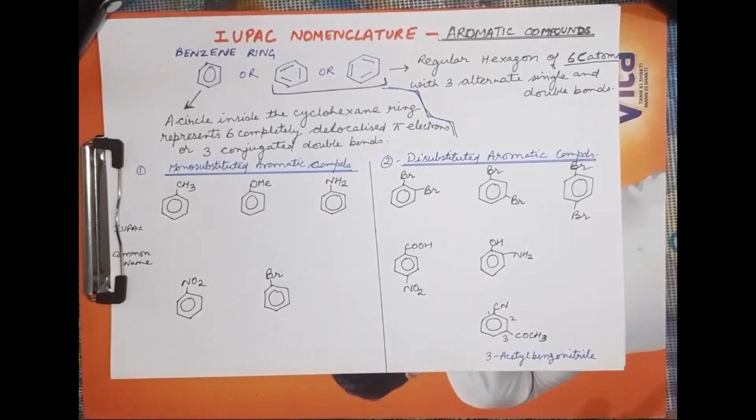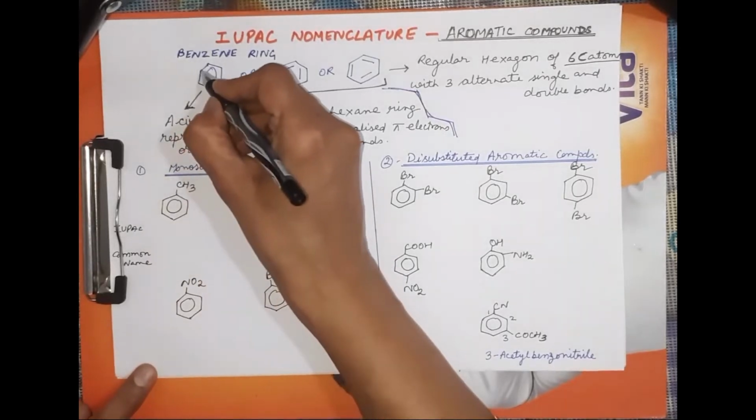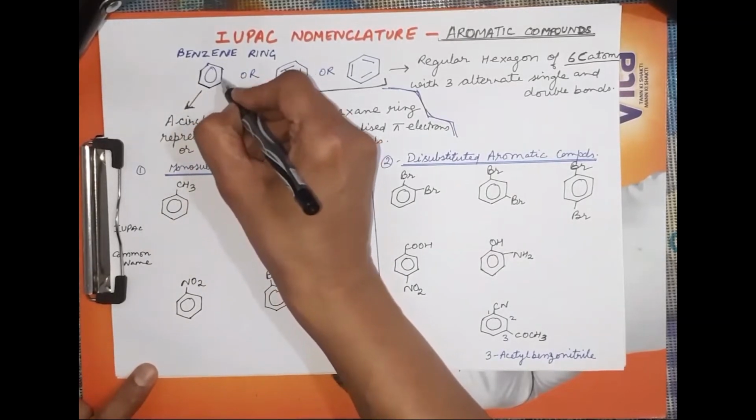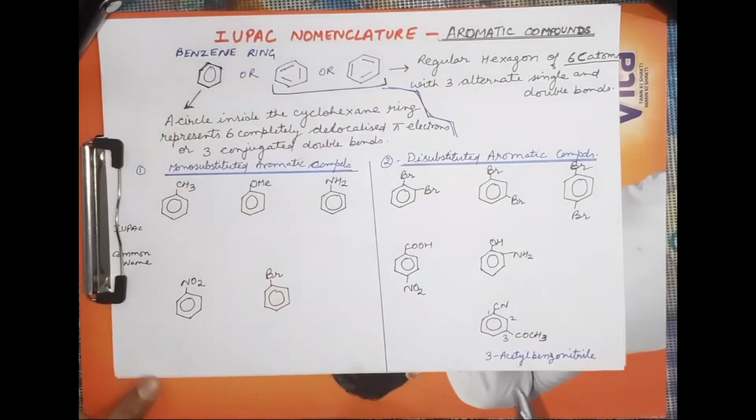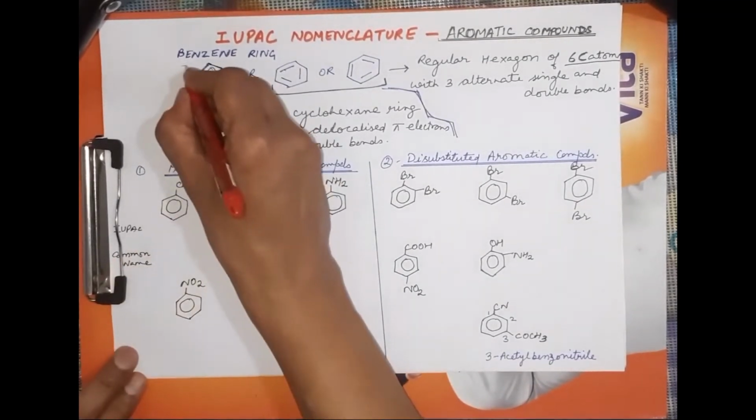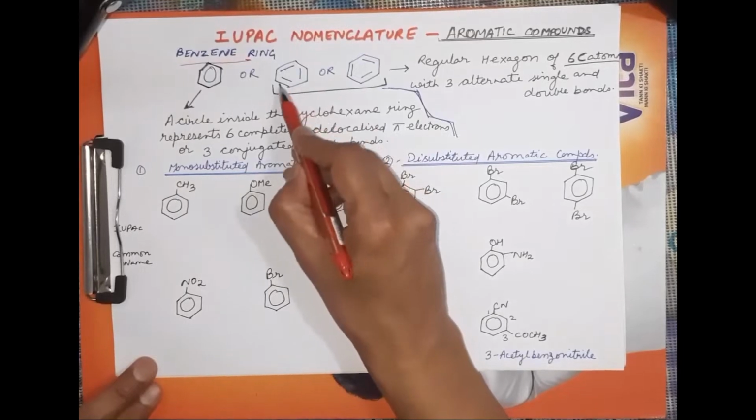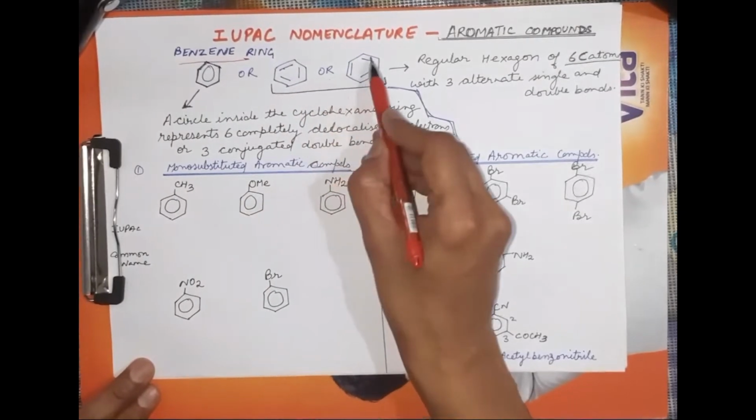In this video I am going to cover the IUPAC nomenclature for the aromatic compounds. So what are the aromatic compounds? Aromatic compounds are compounds which have a benzene ring, a 6-membered ring. It can be written like this, or like this.